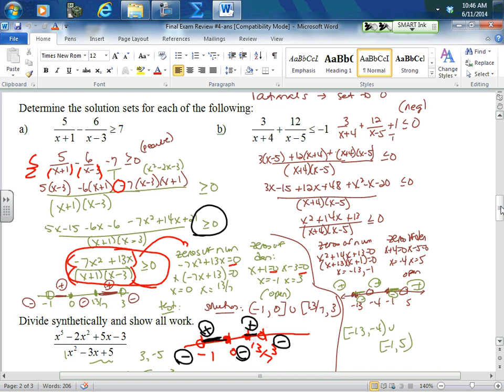How do you know when it's open and closed? The denominator is always open because the denominator can never be equal to 0. The numerator is based on this sign right here. If it's just a greater than, then it's open. If it's a greater than or equal to, then it's closed. But a denominator is always open because it's a domain restriction. So regardless, can't use that one.